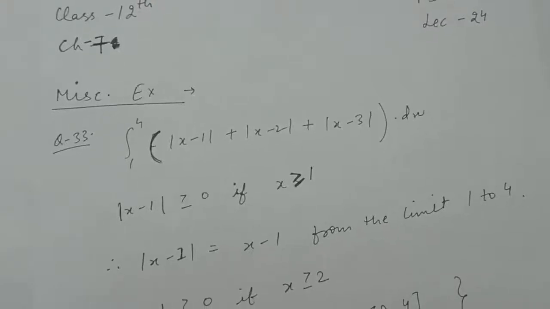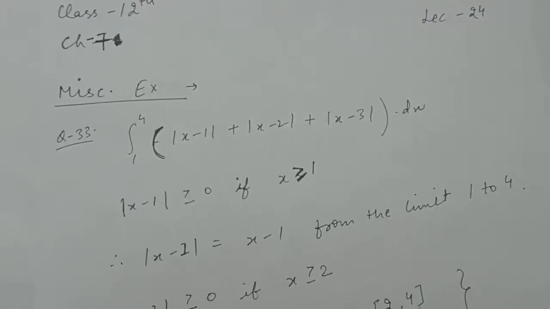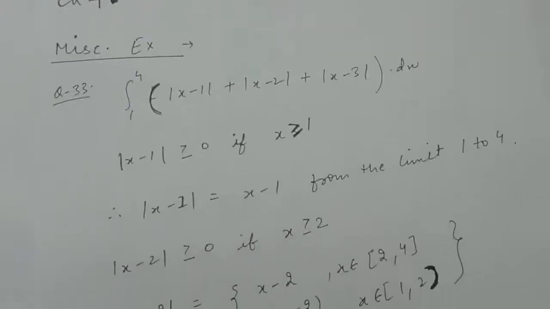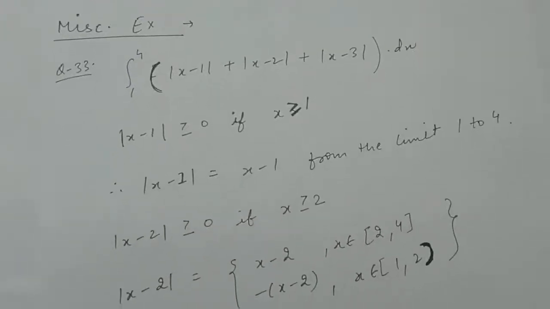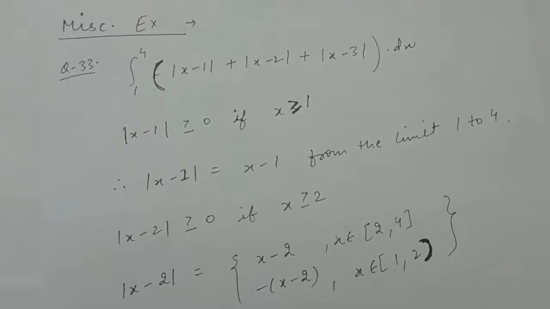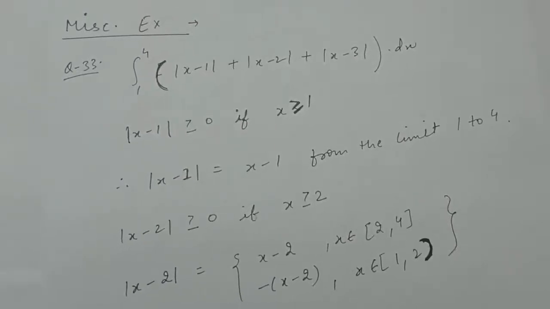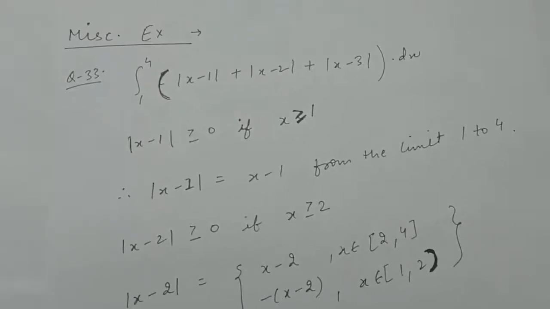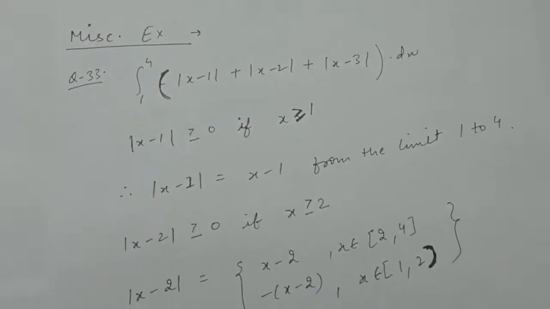Students, this is class 12th maths, lecture 24th of chapter 7th, integrals. We will discuss miscellaneous exercise. Question number 33rd is the integral of modulus of x minus 1 plus modulus of x minus 2 plus modulus of x minus 3 from the limits 1 to 4.